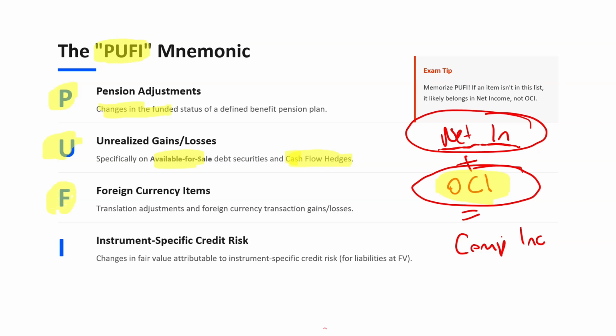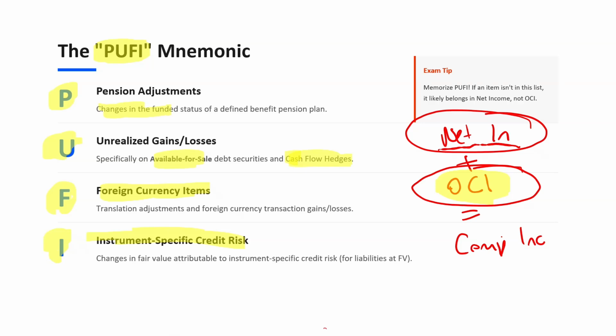F is the foreign currency items. Many businesses are global now. Maybe there are some changes related to currency adjustments, and eventually that affects the company's equity, so it goes to other comprehensive income. And the I stands for instrument-specific credit risk. Basically, those are the changes in fair value attributable to instrument-specific credit risk.